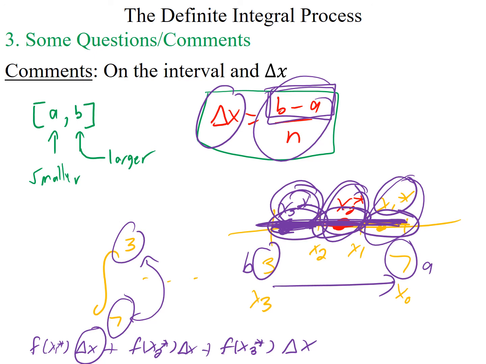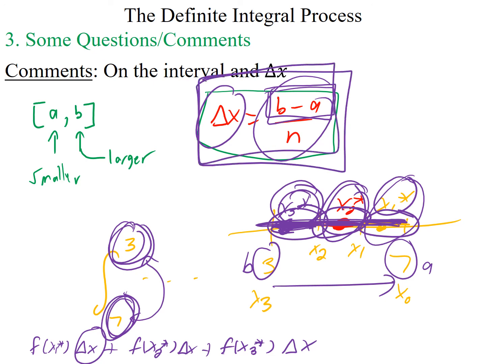Okay, so that's really all I want to say, is that I don't want to lie when I say multiply by the width. If the bottom number is smaller than the top, we're multiplying by the width. If the bottom number is bigger than the top, then we're actually multiplying by delta x, which is the negative of the width, because this is the formula that survives. Okay, b minus a over n.